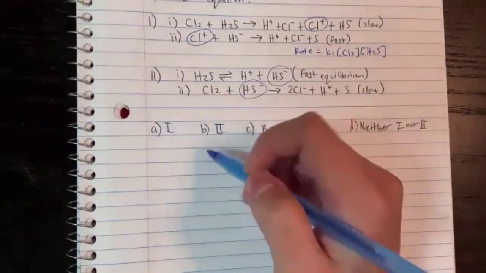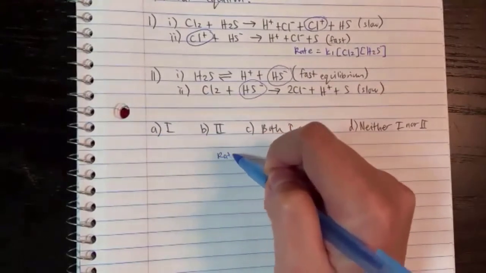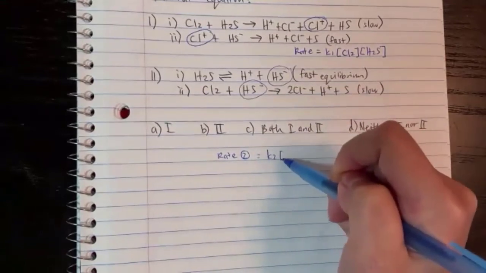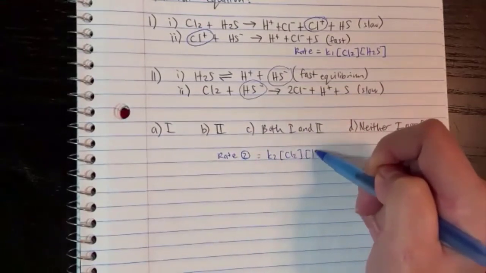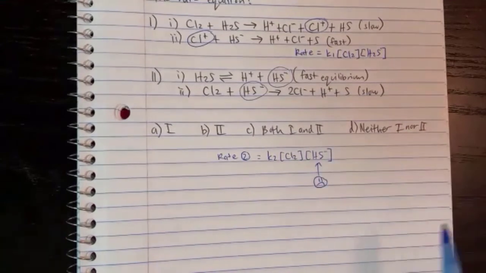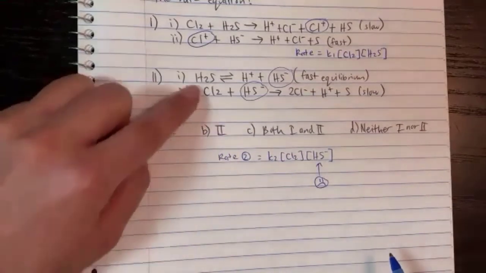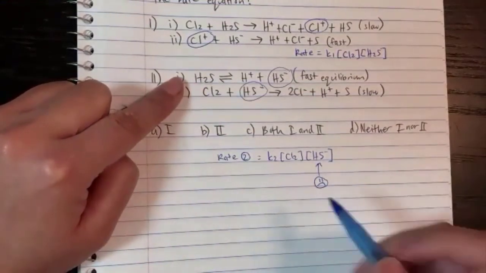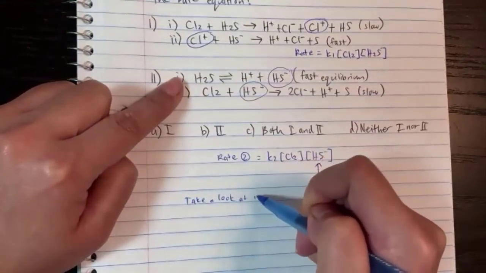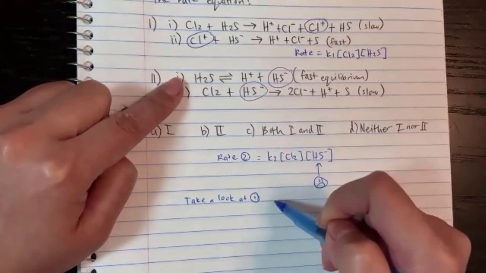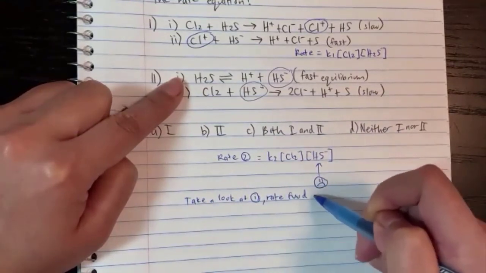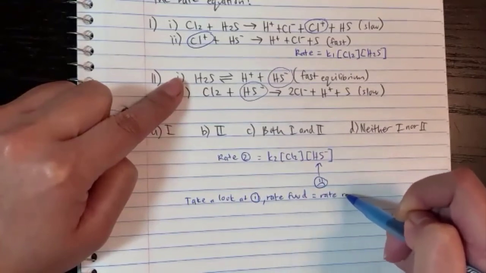So for mechanism 2, we want to write the rate for step 2, which is the slow step: K2 Cl2 and then HS negative. But this is an intermediate, so we have to replace it with the step from before that, which is up here. So take a look at step 1, and we'll write rate forward equals rate reverse.